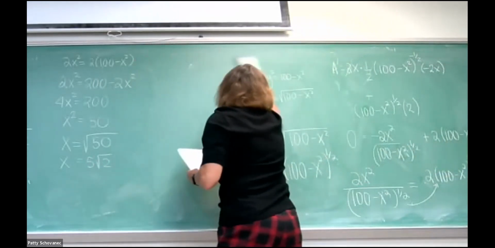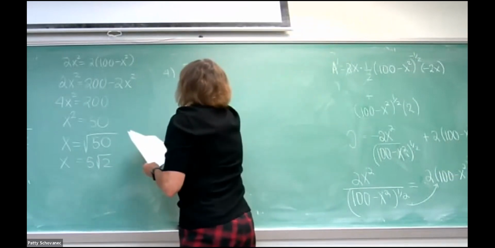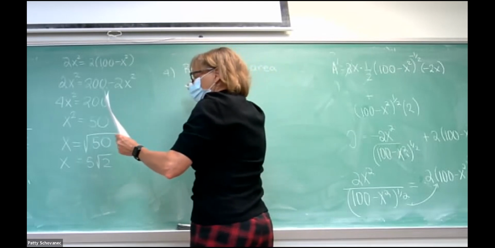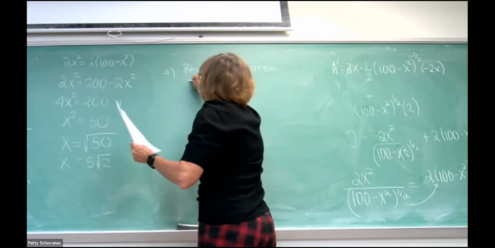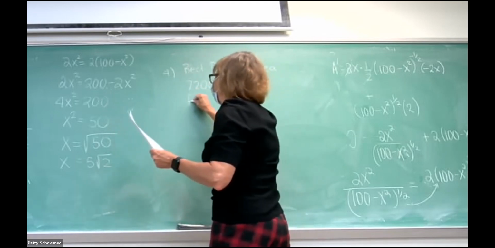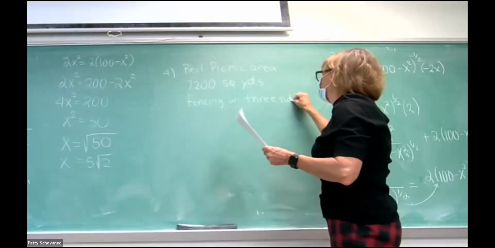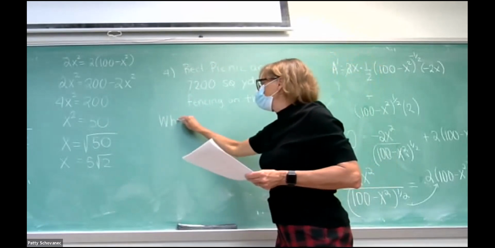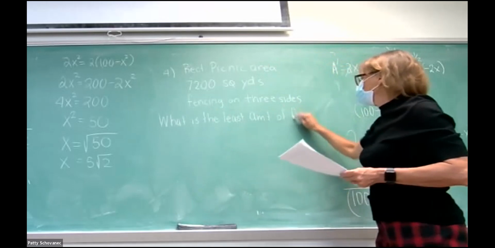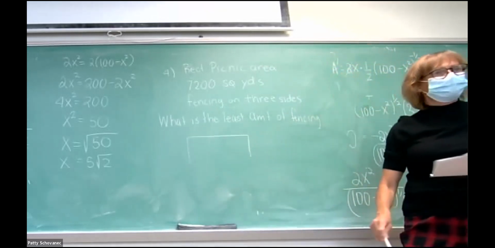So let me try to write that. Okay, so we've got a rectangular picnic area. It is to have 7,200 square yards. And it's fenced off on 3 sides, not adjacent to the highway. And what is the least amount of fencing for this job? So here's the picnic area. It's open on this end so they can get in there. Right, they all park the cars here.